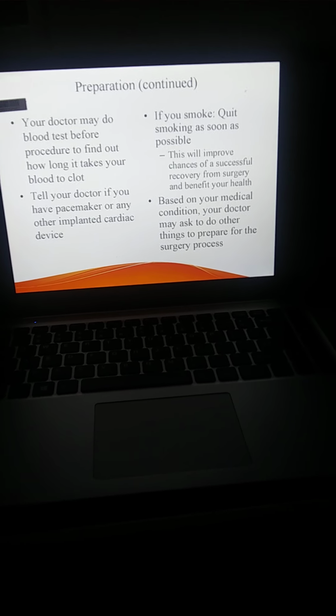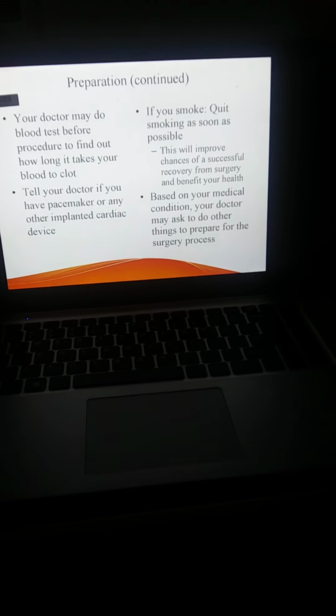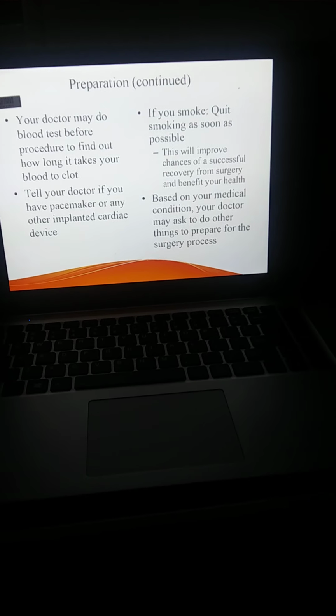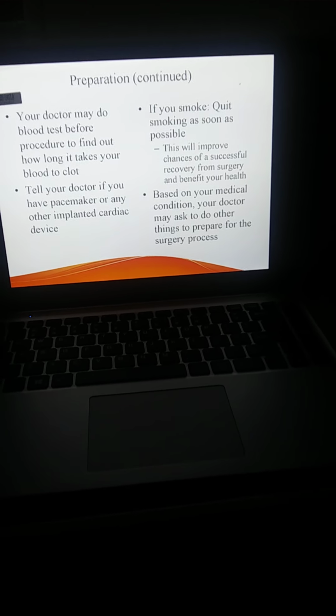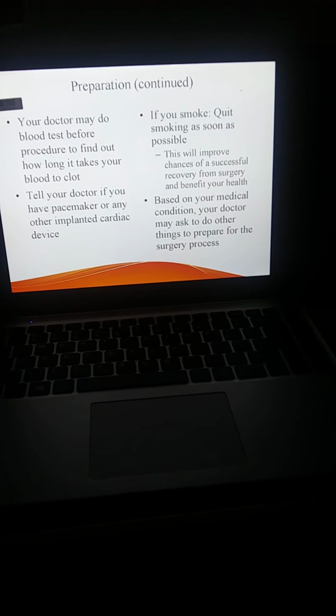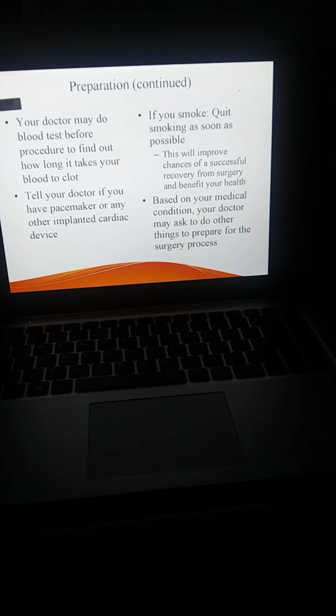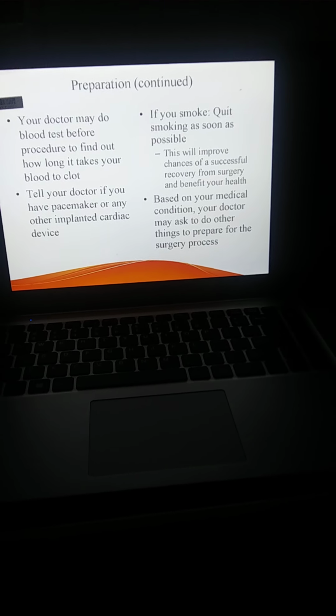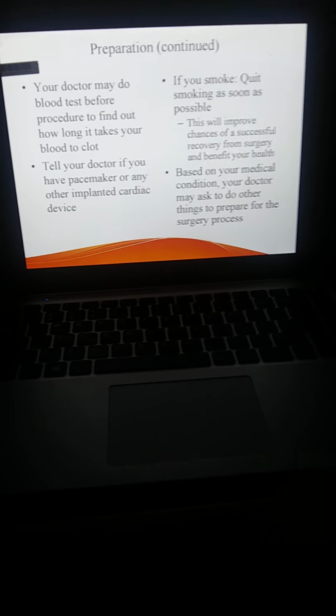If you are a smoker, quit smoking as soon as possible. This will improve chances of a successful recovery from surgery and benefit your health. Based on your medical condition, your doctor may ask you to do other things to prepare for the surgery.